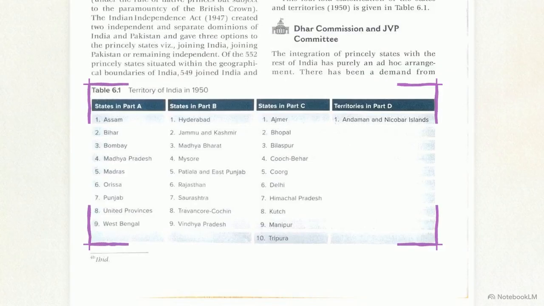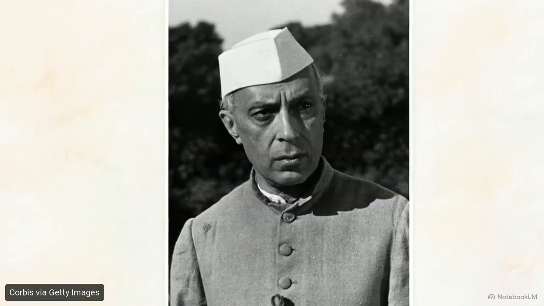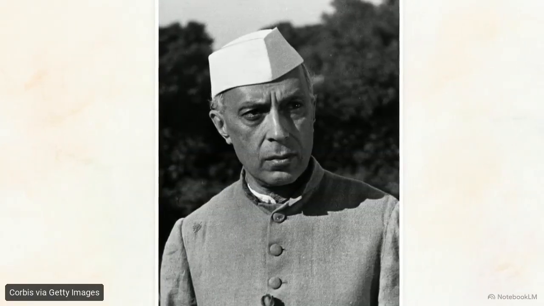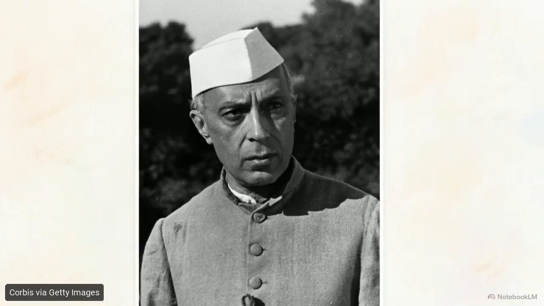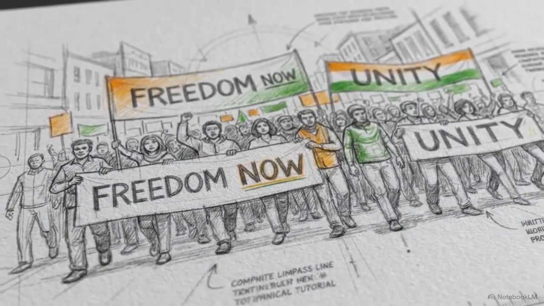This table shows the complex system used in 1950, which classified territories into 4 categories: Part A, B, C, and D states. There was immediate pressure to reorganize these territories based on language. However, in 1948, the Dhar Commission and the JVP Committee, which included Jawaharlal Nehru, formally advised against using linguistic factors for state creation. That stance changed in 1953.